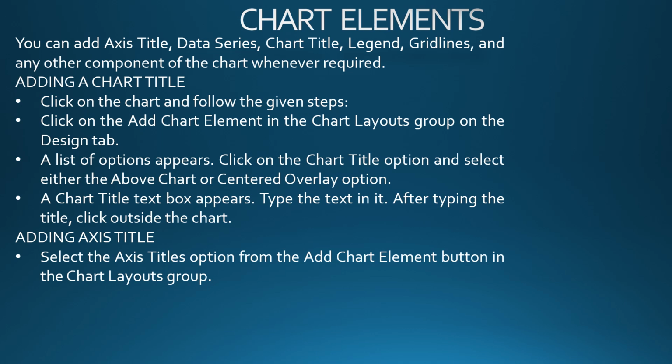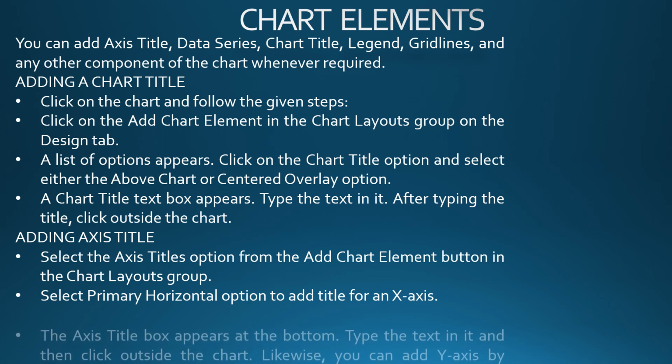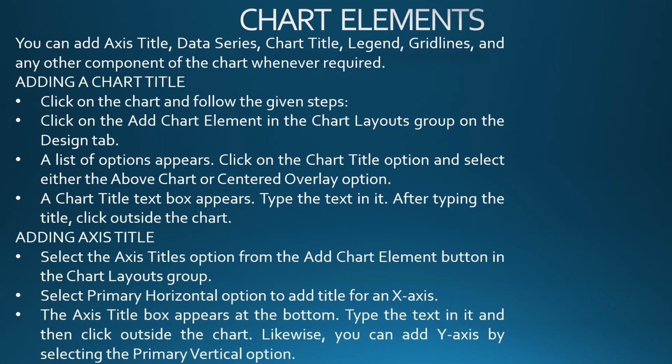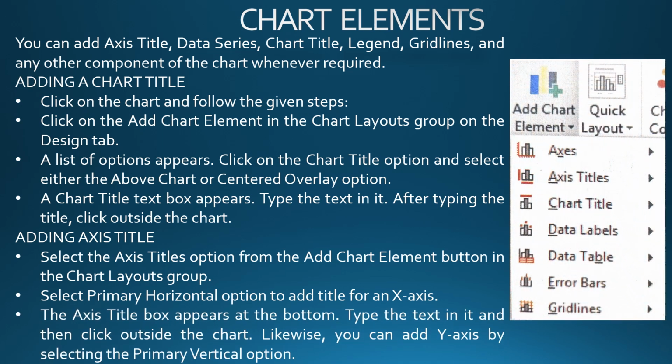For adding the axis title, we can select the Axis Title option again from the Add Chart Element button in the Chart Layouts group. So we select Primary Horizontal option to add the title of the x-axis, and then the axis title box will appear at the bottom. We can type text in it and then click outside the chart. Likewise, we can also add the y-axis title by selecting the Primary Vertical option.